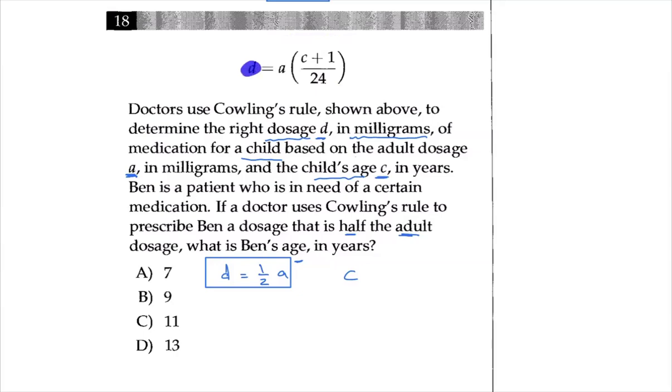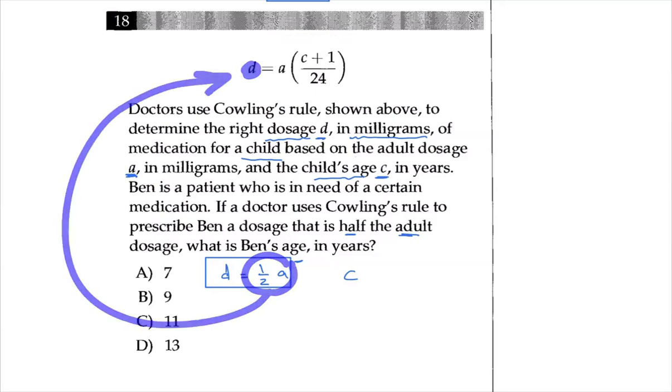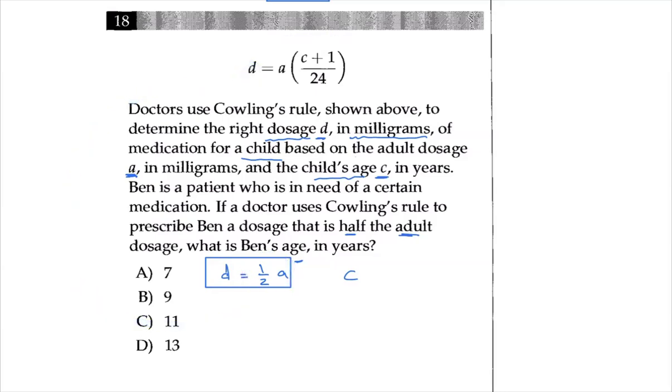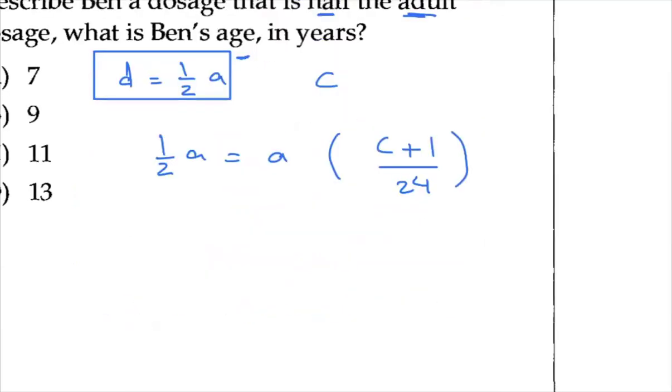Do we have the value of D? Yes, we have the value of D equals how much? Half A. So I'm going to replace this D by half A. So it's going to be half A equals, we have here A and C plus 1 over 24. Look at this. Can we cancel this A with this A? Yes, divide both of them by A.